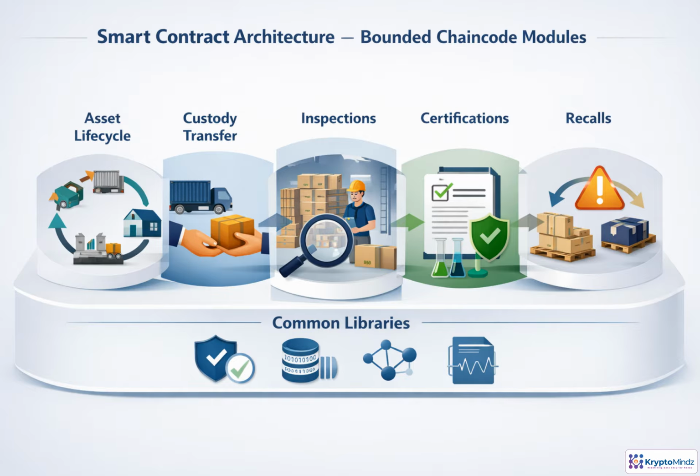Good chain code architecture starts with clear business boundaries. Rather than one large contract handling everything, create modules for lifecycle, custody, inspections, certifications, and recalls. Each module owns a focused set of transactions and makes state changes explicit, so auditors can trace what happened and why. Shared libraries should handle cross-cutting concerns like validation, authorization, events, and serialization. This keeps interfaces stable, easier to version, and easier for enterprise APIs to consume.